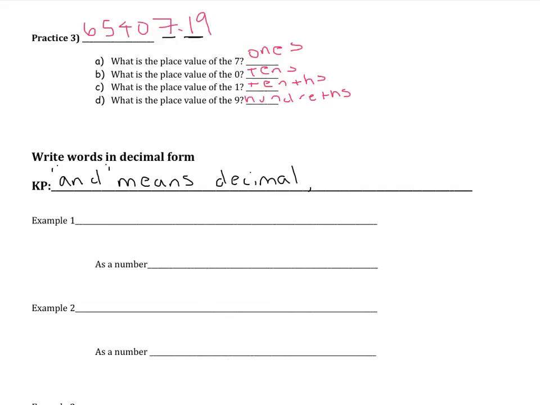And the second thing we want to write down that's a key point is that last word tells place value. And I'll explain what that means in a second. Last word tells place value. So take a minute, copy that down, and pause the video if you need to.